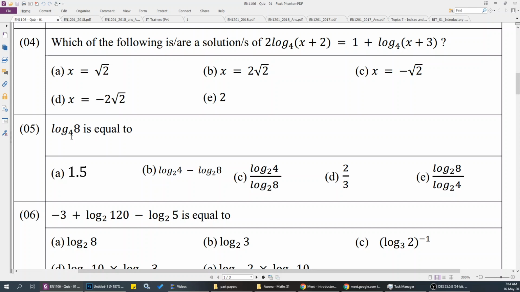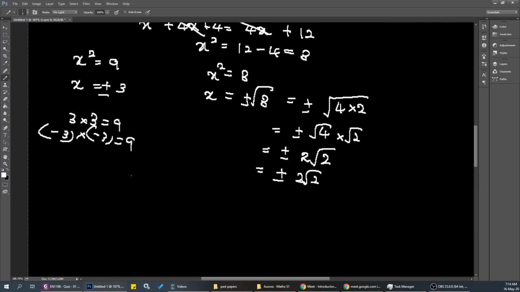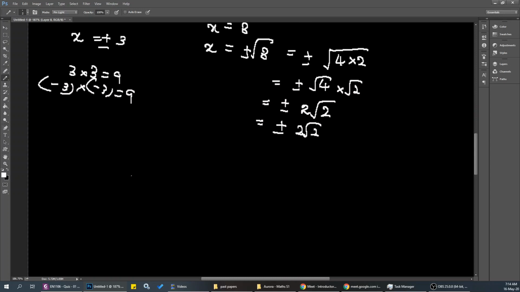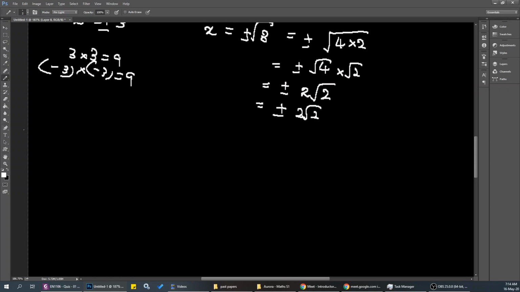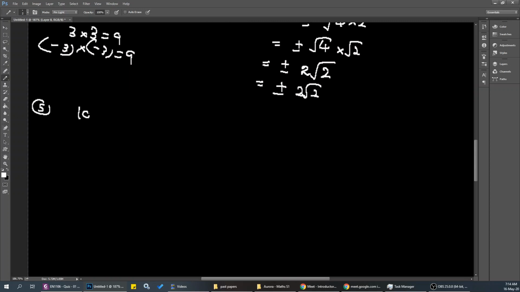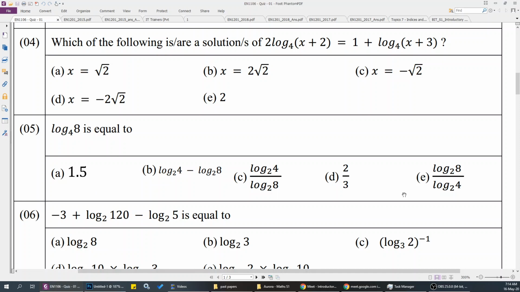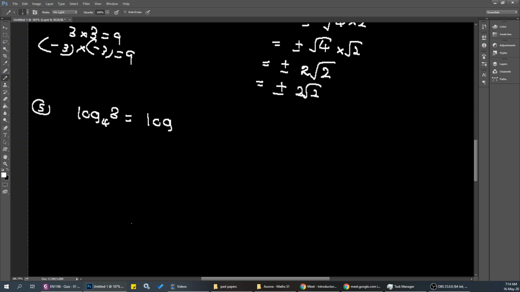Log of 8 to the base 4. Fifth one. Log of 8 to the base 4. I'm just going to simplify this. Okay, I'm going to write it like this. 8 can be written as 4 into 2. Now we can write it as log of 4 plus log of 2 to the base 4.